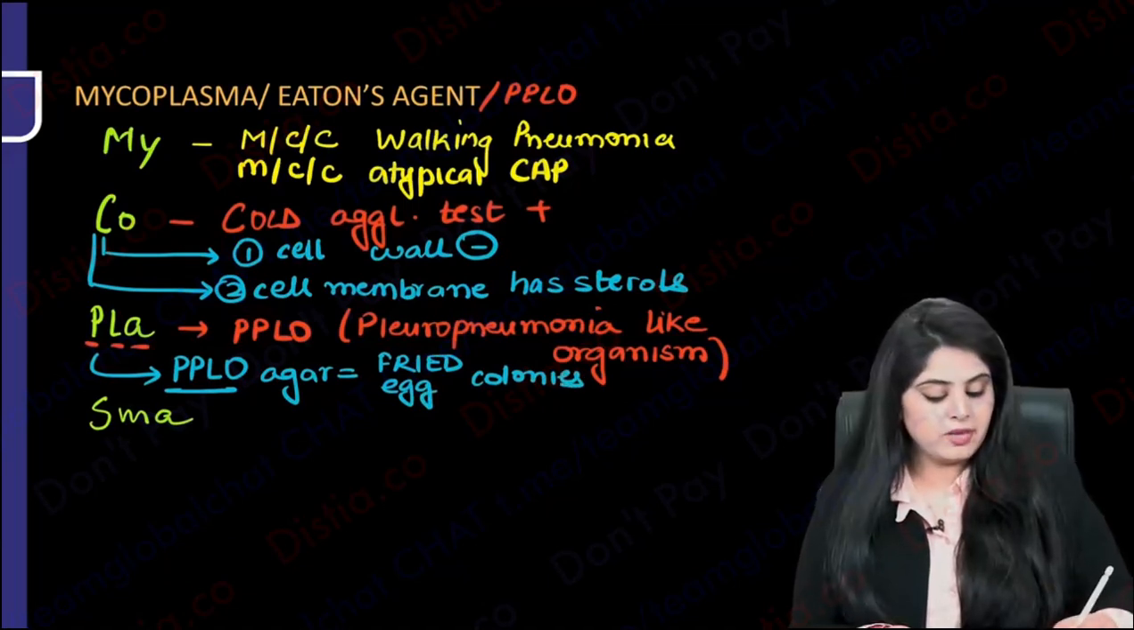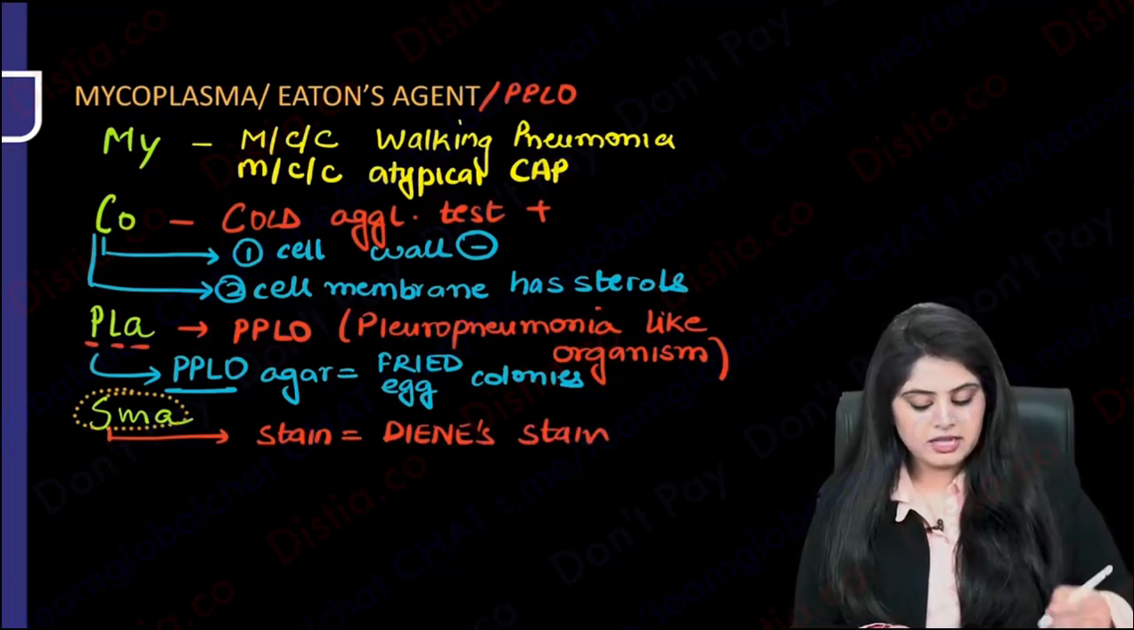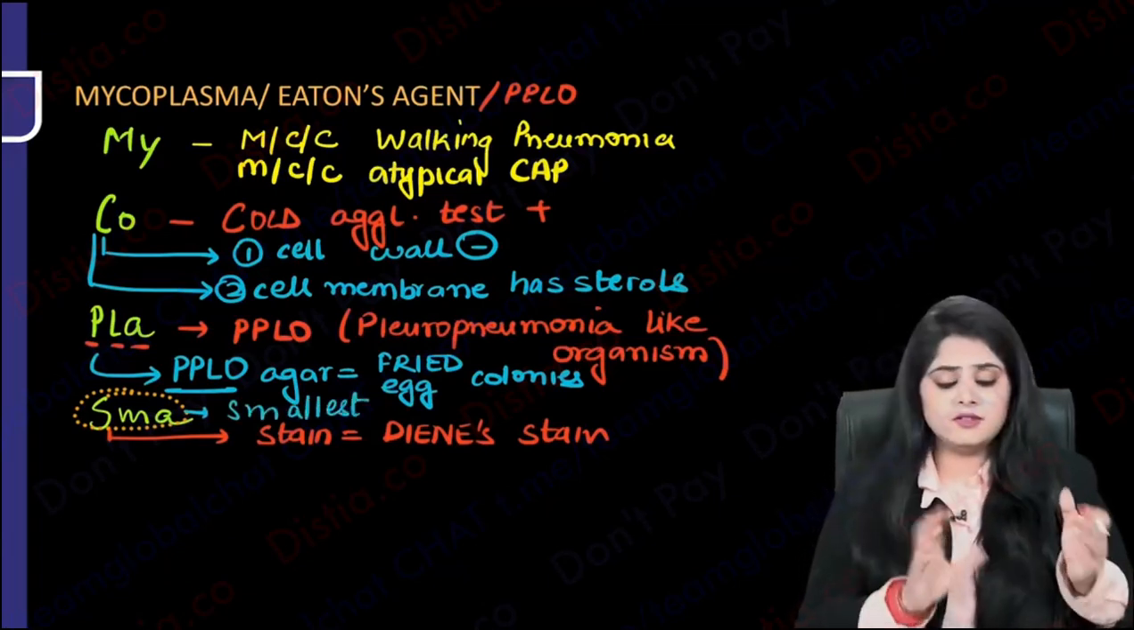Simple. Now we come to SMA. Firstly, S, they will ask you what is the stain. The stain is a stain called the Dines stain. I'll be showing you a picture. And also, I want to put up SMA together. SMA tells you this is the smallest bacteria. This is the smallest bacteria that we have. So simple. Now everything, I told you, 90% information is sorted.